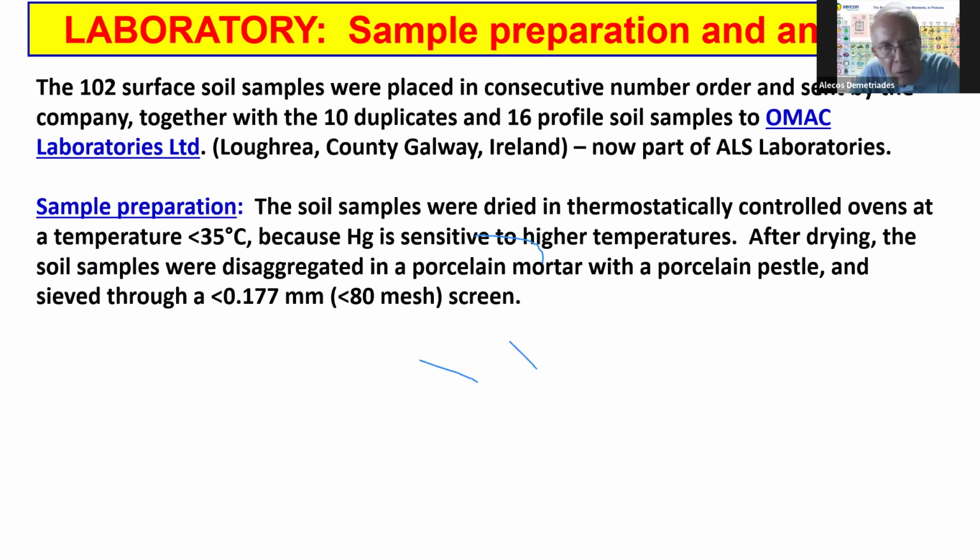For the sample preparation, the soil samples were dried in thermostatically controlled ovens at a temperature of less than 35 degrees, because mercury is sensitive to higher temperatures. After drying, the soil samples were disaggregated in a porcelain mortar with a porcelain pestle and sieved through an 80 mesh screen. This is again what we used in the Institute of Geology and Mineral Exploration. After several orientation surveys, this is what we thought at that time was the best size for analysis. We used it also for stream sediment and also for soil.